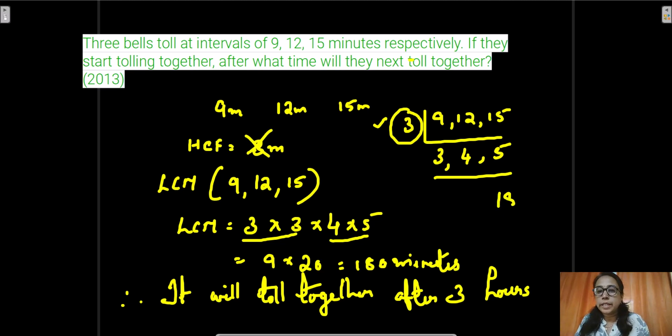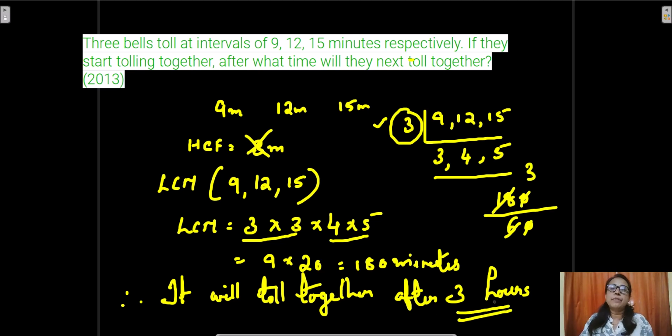Because 180 minutes is given, right? So 1 hour is equal to 60 minutes. So 180 minutes by 60. It's cancelled. 6 goes into 18 3 times. So it will toll after 3 hours. Okay. Everything will toll together after 3 hours.